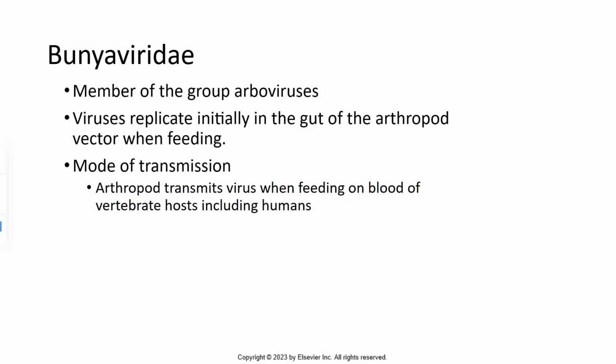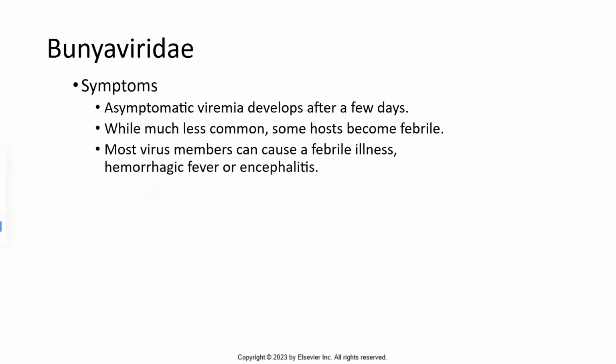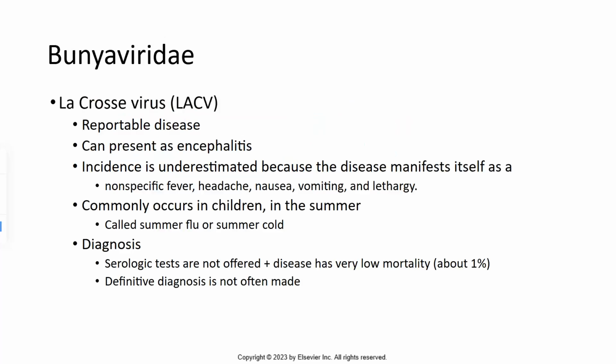Bunyaviridae, member of the group arboviruses. Viruses replicate internally in the gut of the arthropod vector when feeding. Mode of transmission: the arthropod, which is an insect, transmits the virus when feeding on the blood of the vertebrate hosts, including humans. Asymptomatic viremia develops after a few days. While much less common, some hosts become febrile. Most virus members can cause febrile illness, hemorrhagic fever, or encephalitis.